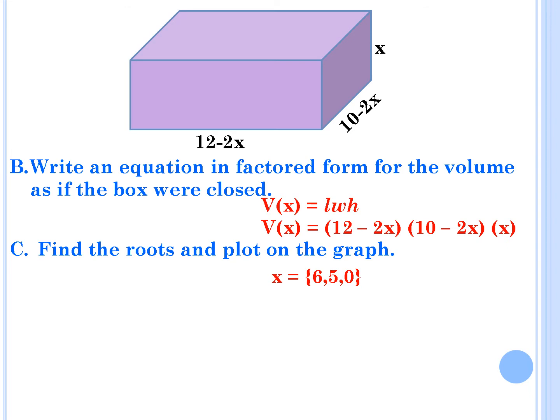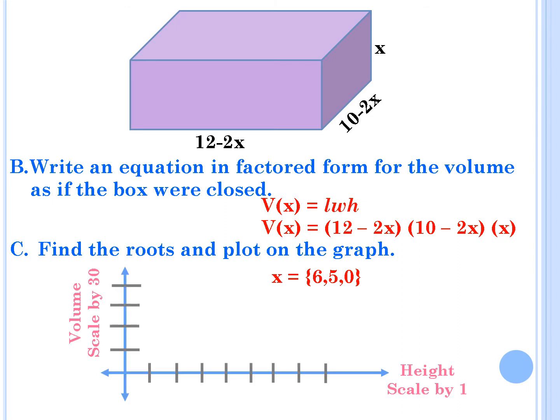Now I know what you're going to say. You're going to say, shouldn't you write those in order? And you'd be correct. The only reason we wrote them out of order is just so you could see what comes from what. So the 6 comes from the first factor, the 5 comes from the second factor, and 0 comes from the third factor. Okay, so now that we found our roots, we're going to plot them on our graph. So there are my roots.